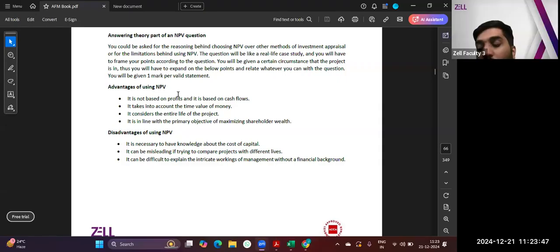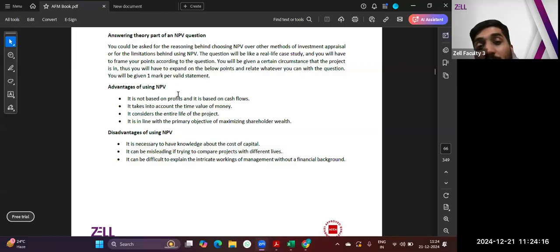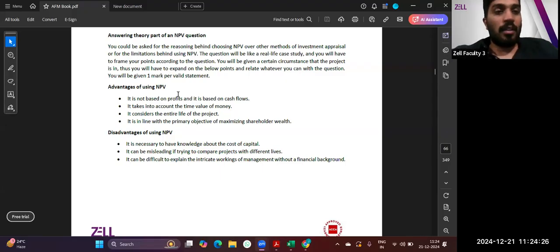Okay. It takes into account the time value of money. Then it considers the entire life of the project. What do you mean by considering the entire life of the project? It considers all the cash flows, the whole cycle of the project. If the project is for 5 years, it will ensure the whole 5 years of cash inflows and outflows is considered. If the project is for perpetuity, we all know how a perpetuity works, right? We use the perpetuity formula and ensure that the whole project has been considered.